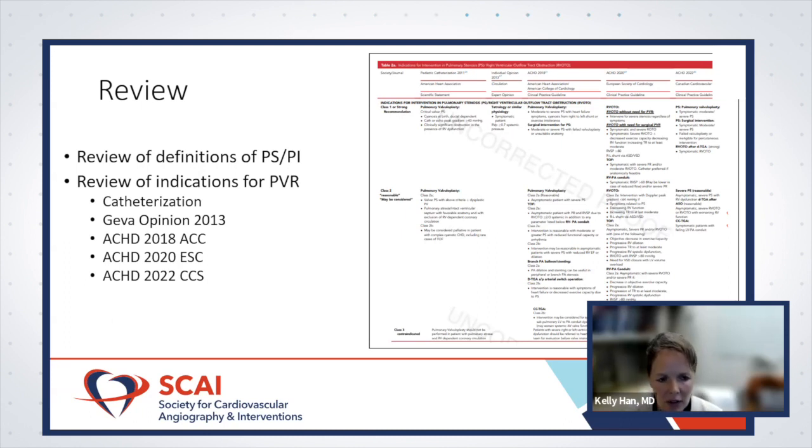The thing that's interesting is that the recommendations do vary by guideline, and there really isn't any guideline specific to pediatric patients. We take a lot of the guidelines from adults and extrapolate them to pediatric patients, which we don't know if that's the right thing to do or not, but that's the information we have. And this is just an example of one of those tables looking at the indications for intervention.